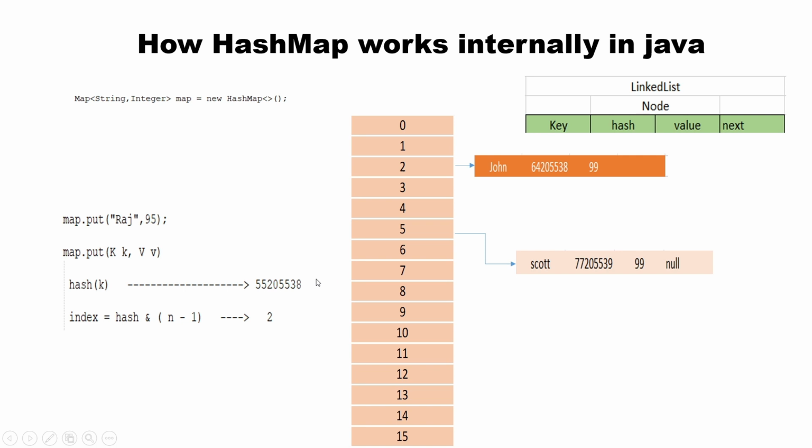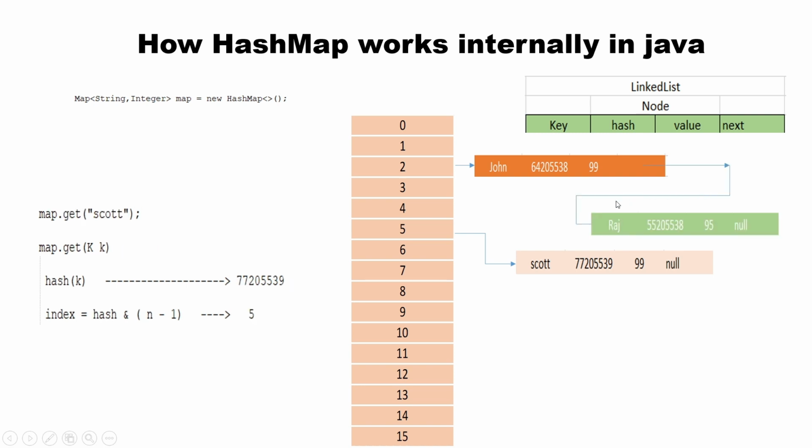Before that, we are going to check the generated hash value against the existing node. If both are the same, we are going to update the values. But in our scenario, 55205538 is different from the hash value of the existing entry. So this time it is going to create a new node, and the data will be inserted in the node.